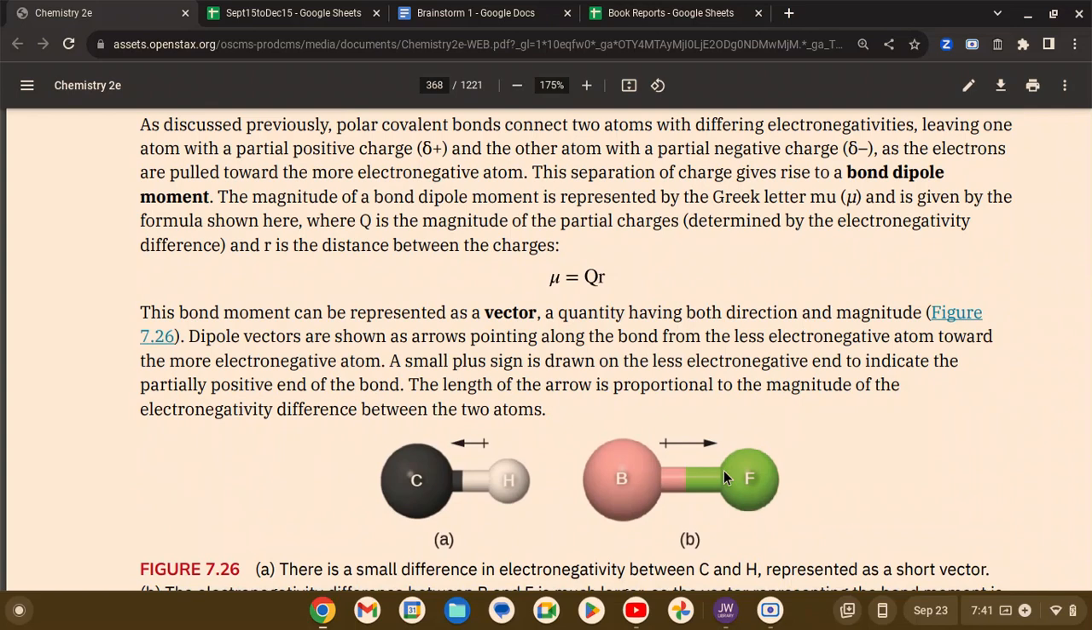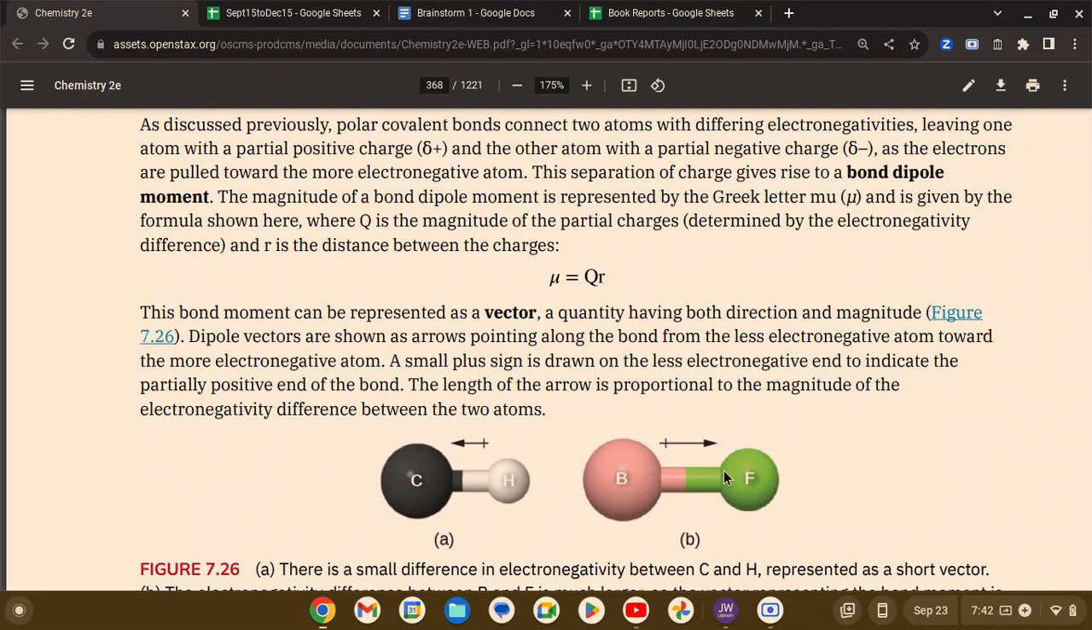The magnitude of a bond dipole moment is represented by the Greek letter mu and is given by the formula shown here, where Q is the magnitude of the partial charges, and r is the distance between the charges, so mu equals Qr. This bond moment can be represented as a vector, a quantity having both direction and magnitude.